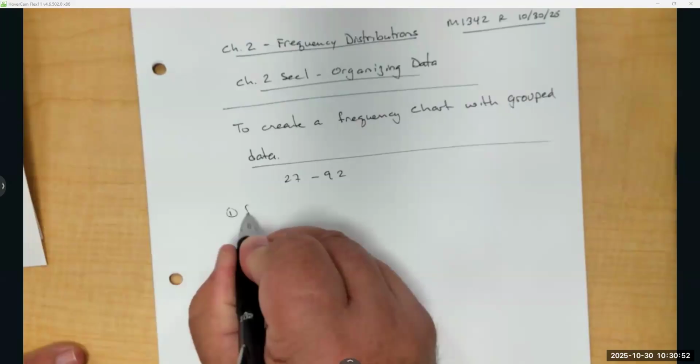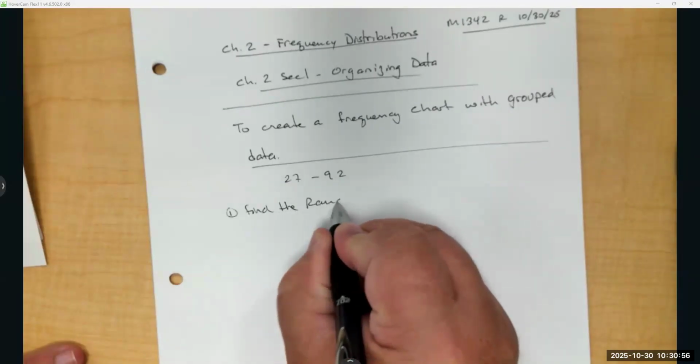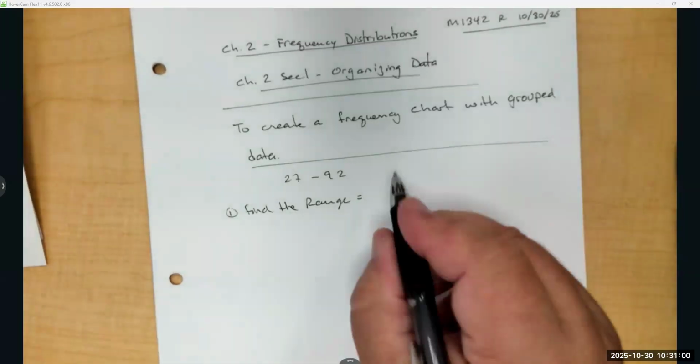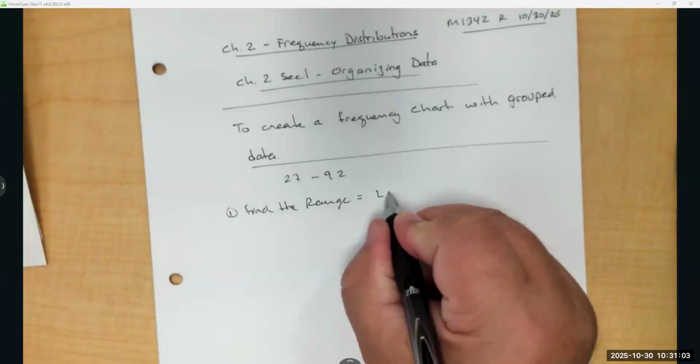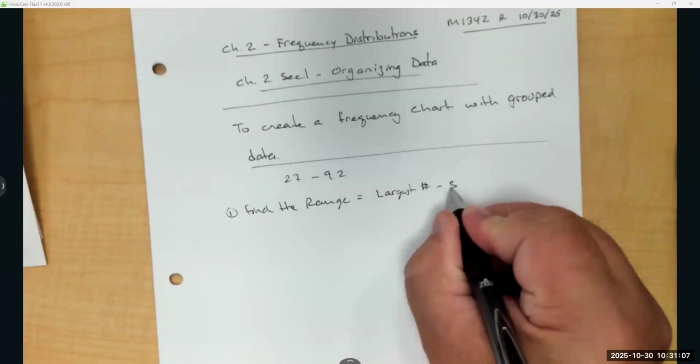we first have to find the range. The range is the largest number minus the smallest number.